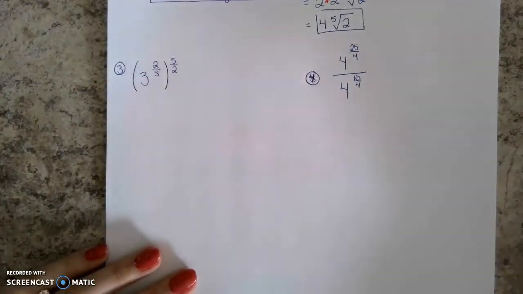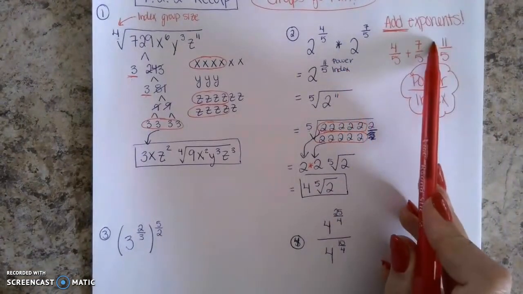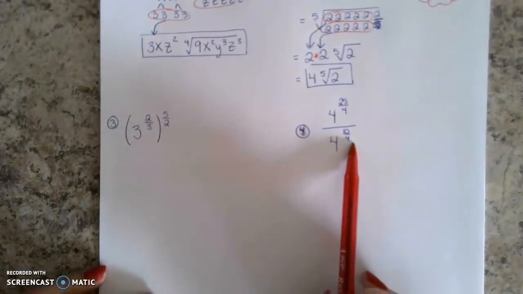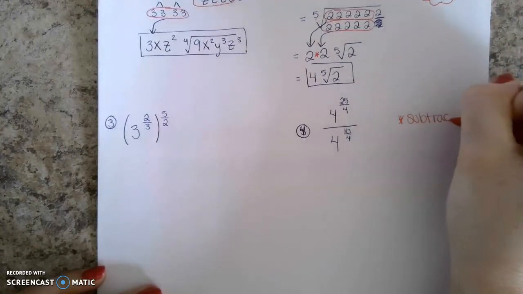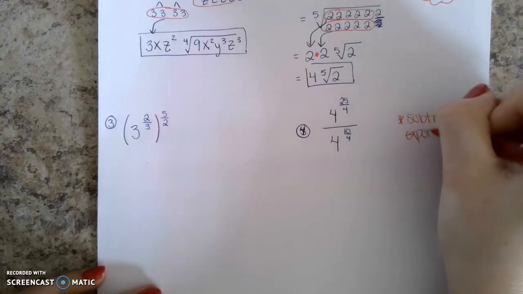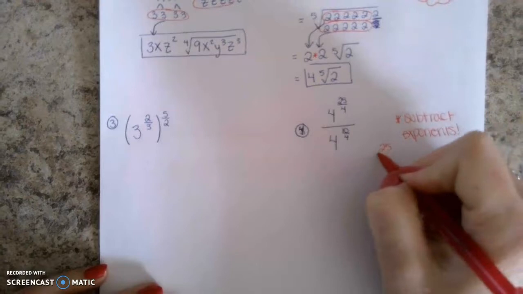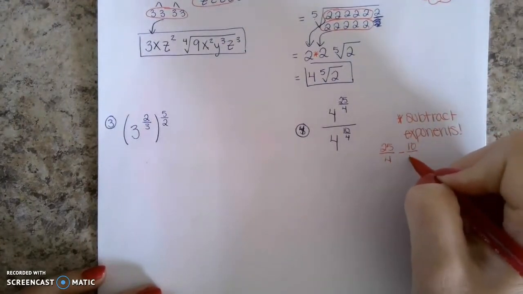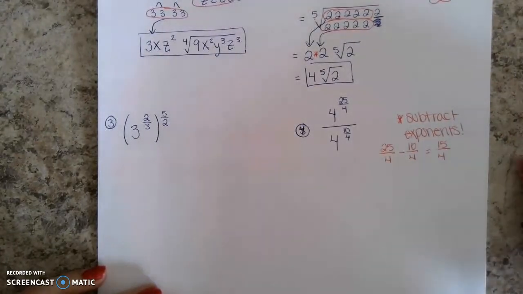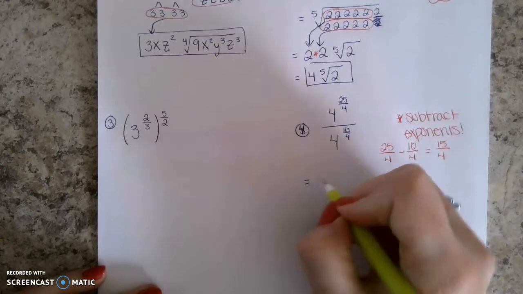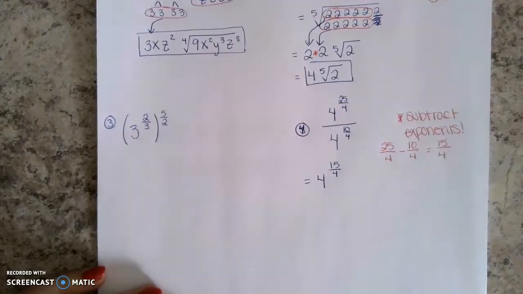So looking at number 4, okay, in comparison to number 2 here we were multiplying, so we added our exponents. Now we're dividing, so hopefully your brain is telling you that we are going to subtract our exponents. All right, so we have 25 over 4 minus 10 over 4, and that is going to get us 15 over 4. So rewritten, this would be 4 to the 15 over 4 power.